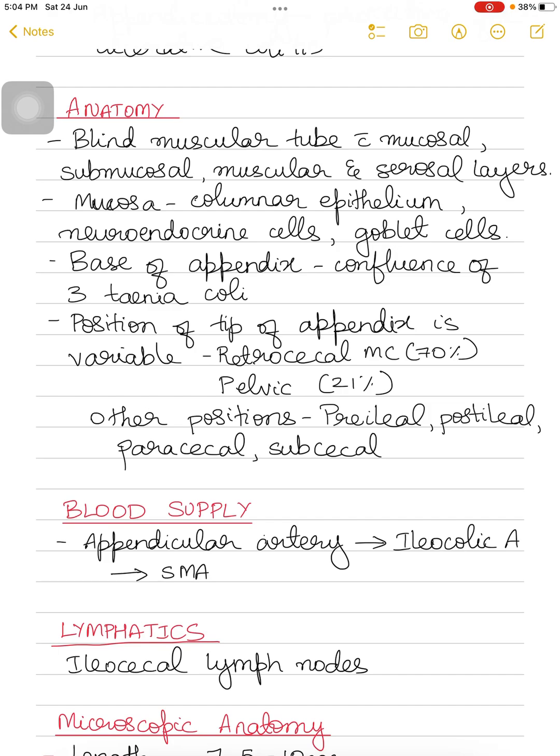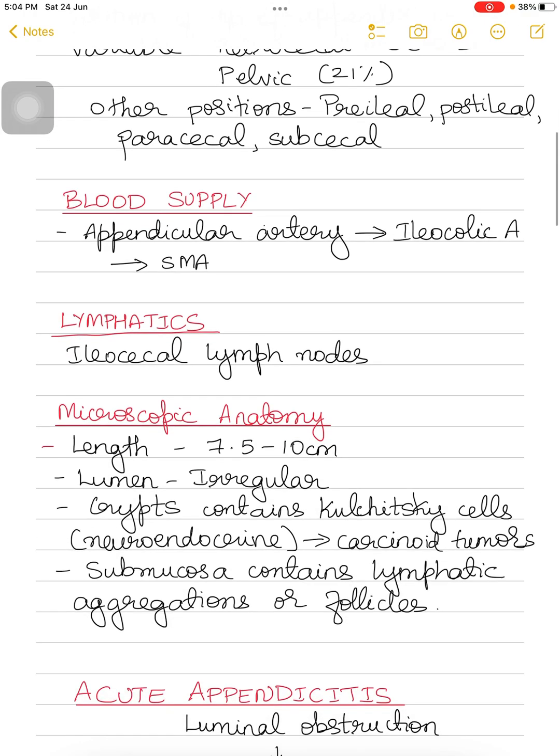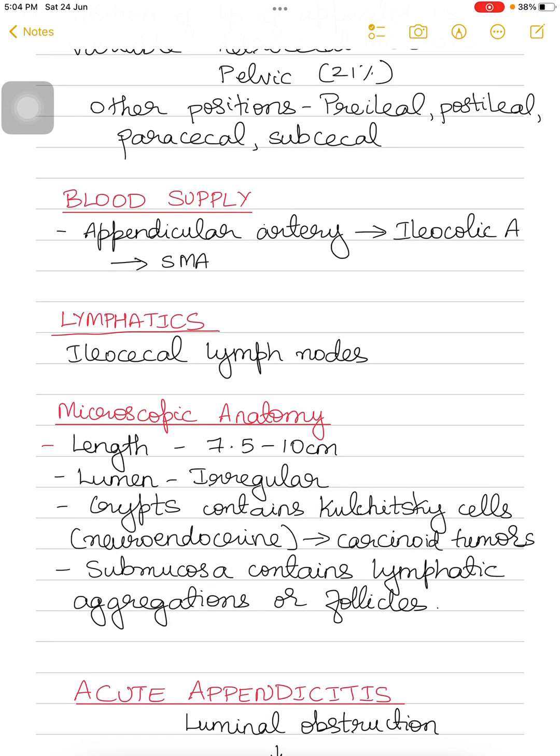Position of the tip of the appendix is variable, retrocecal being the most common position, and pelvic is 21%, followed by other positions such as pre-ileal, post-ileal, paracecal and subcecal. Blood supply: it is supplied by the appendicular artery, which is a branch of the ileocolic artery, which is in turn a branch of the superior mesenteric artery. The lymphatics of the appendix are drained by the ileocecal lymph nodes.